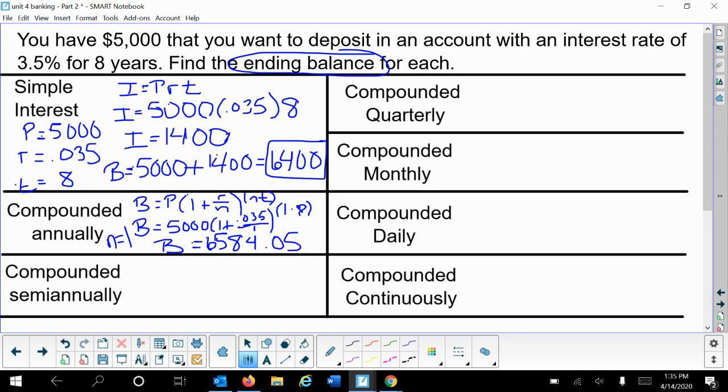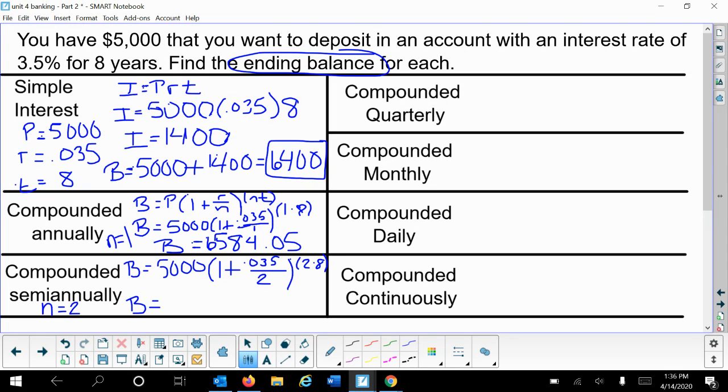Now, what changes for compounded semi-annually? That is going to change my n value to 2. Semi-annually is twice a year. I'm still using that same compound interest formula as I was before. So with this one, when I plug this in, 5,000 parentheses 1 plus, I have my same interest rate, but this time my n is 2. So that's what's changing here. And then in my exponent, 2 times 8.